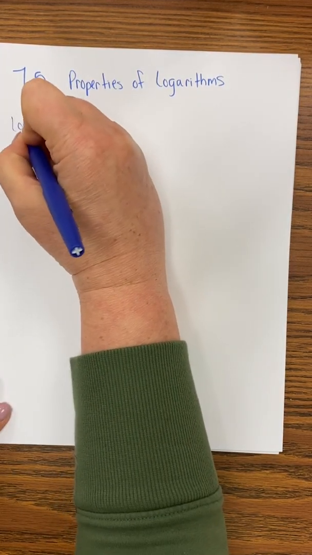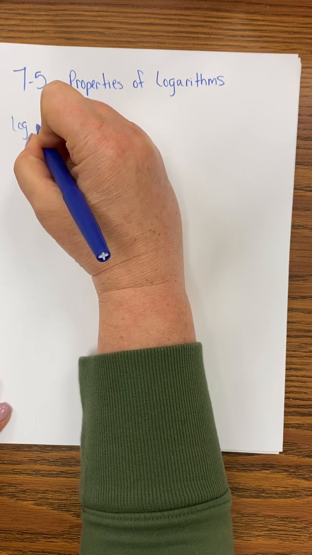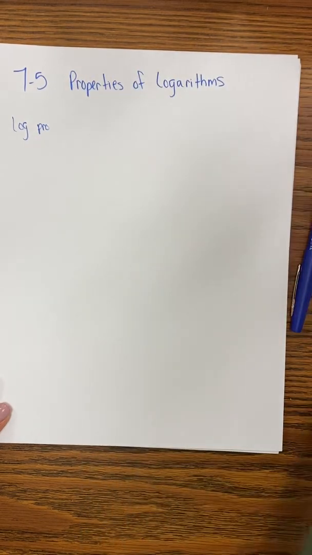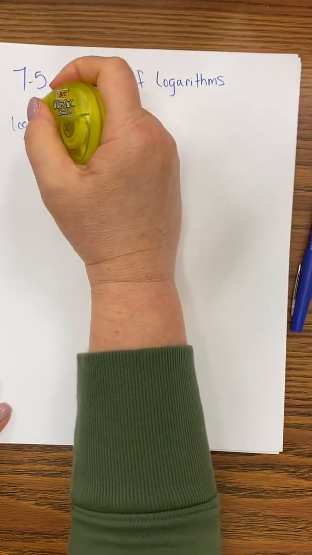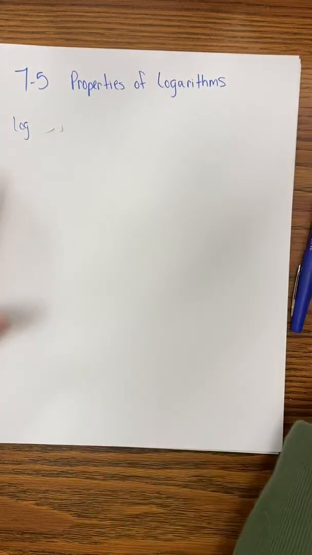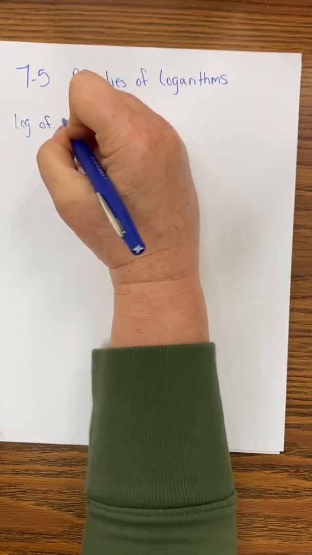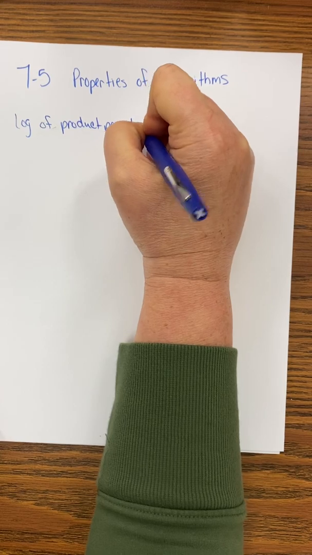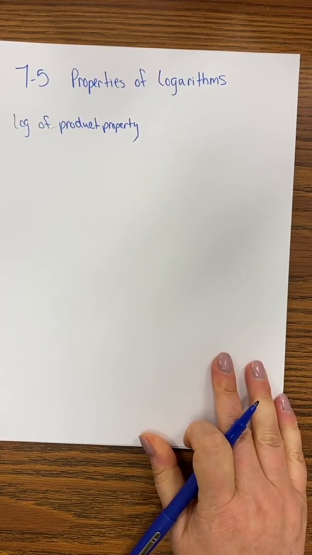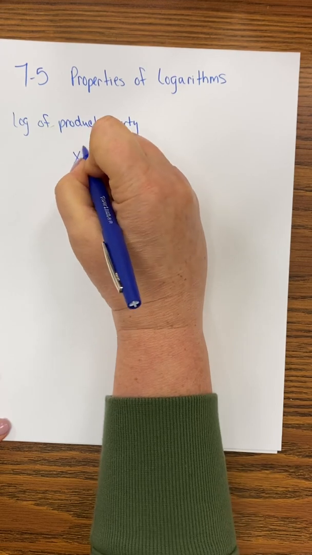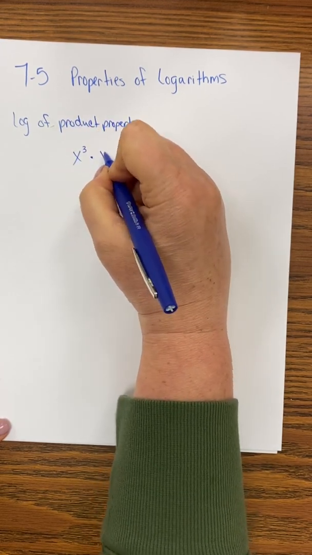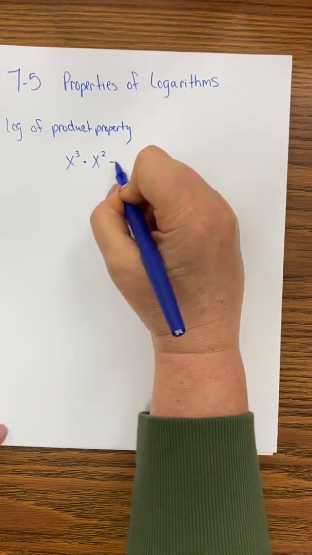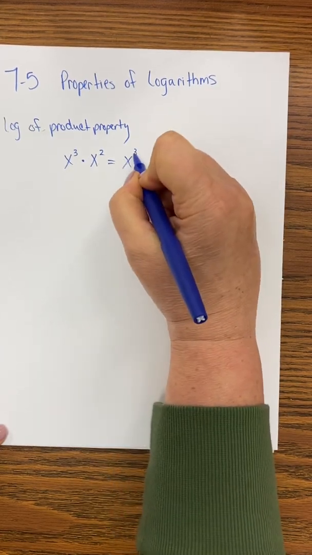The first one is your log of product property. Word it the right way. Log of product property. Now, I'm going to remind you of your exponent properties. You had an exponent property that was called the product rule, and it would look like that. You had the same bases. If you had the same bases, you had your exponents. The answer to that would be I would add my exponents.